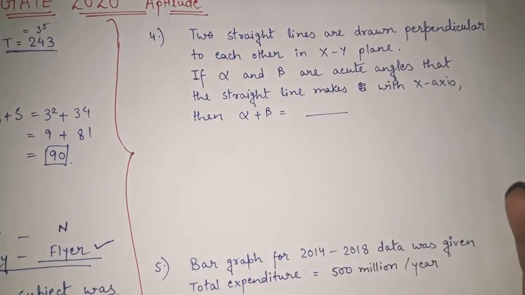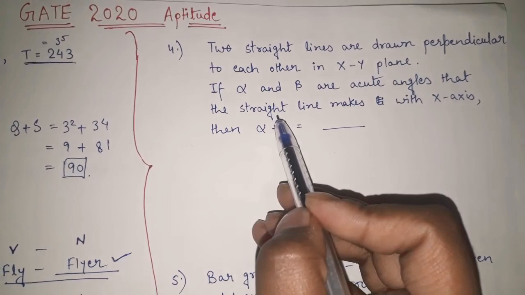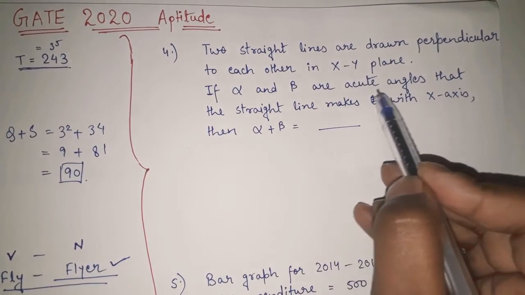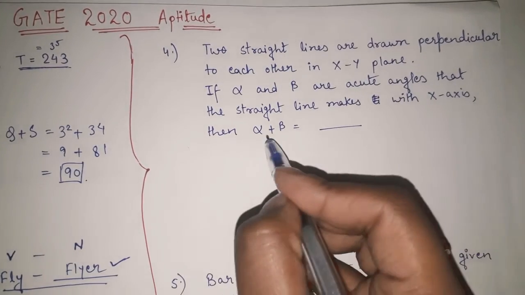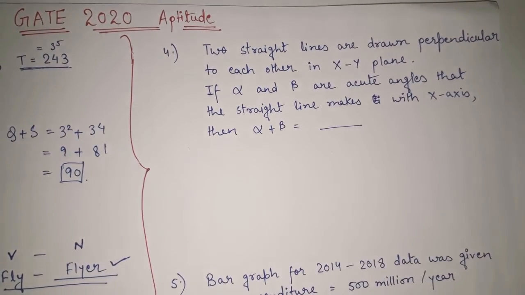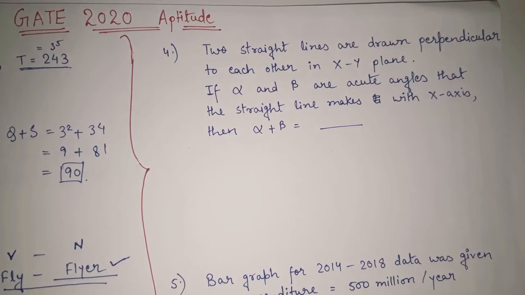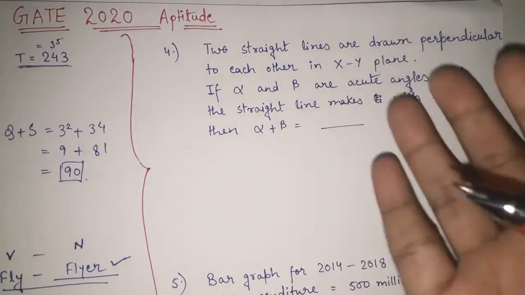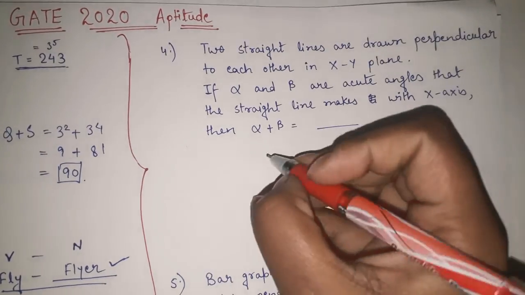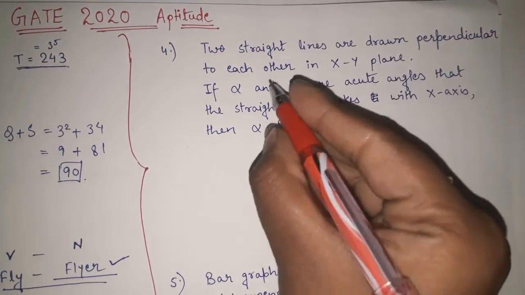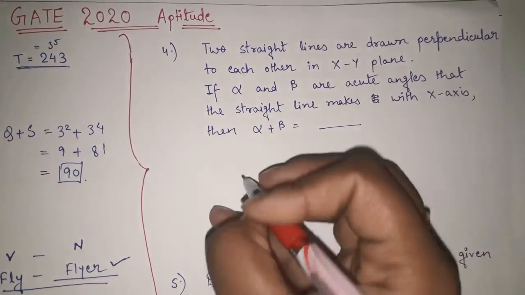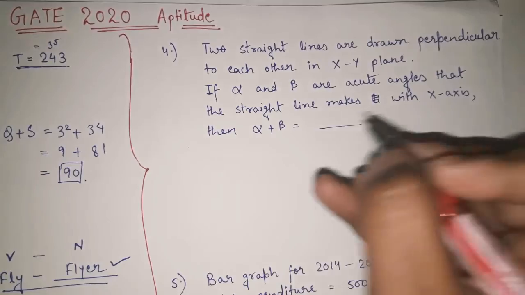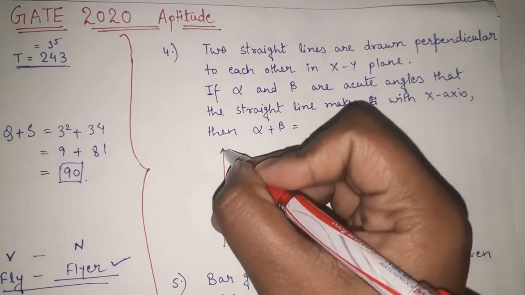Fine. Now if we talk about the next question, the next question was: two straight lines are drawn perpendicular to each other in the xy plane. If alpha and beta are acute angles that the straight lines make with the x-axis, then alpha plus beta equals dash. This was the question given to us. You may find this statement quite confusing, but this question was actually easy. See what they are telling, that two straight lines are drawn perpendicular to each other in the xy plane. So the main thing is to draw the diagram. Once you draw the diagram, you will get a clear idea.